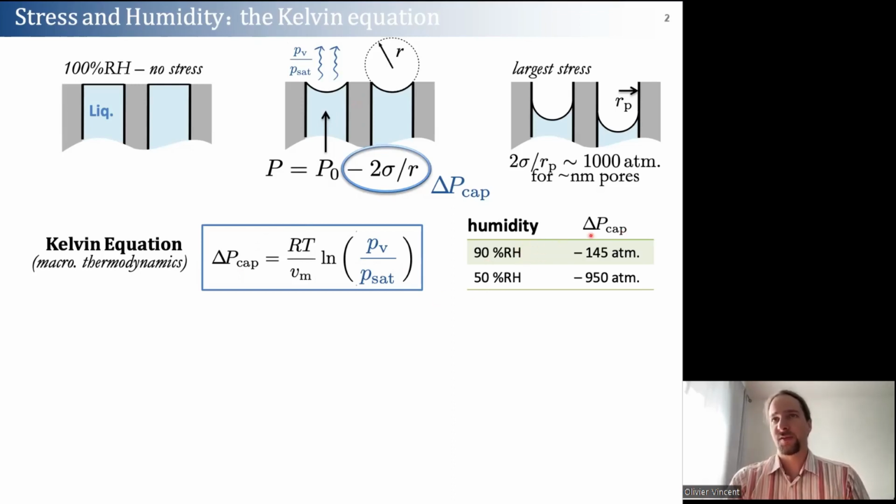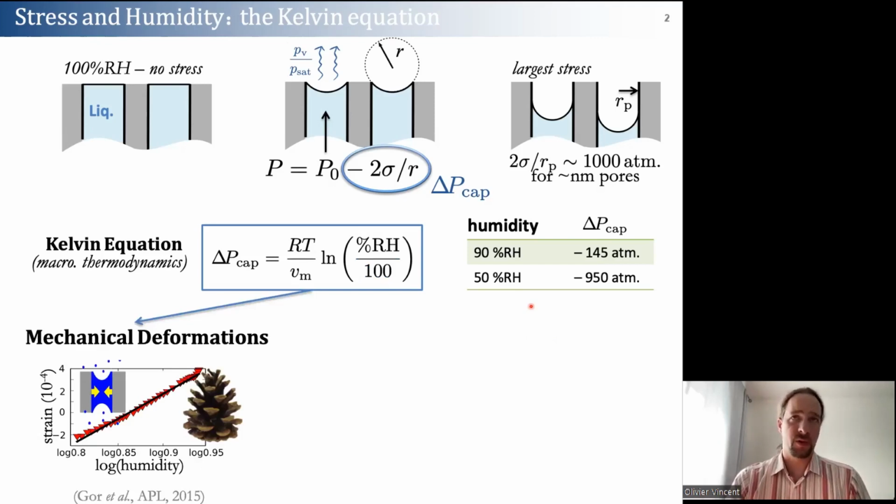Typical examples here: if you are at 100% relative humidity, like here, you have no stress in the liquid. If you go to 90%, you already have minus 145 atmospheres of stress, of negative pressure. And if you go to 50% relative humidity, then you reach 1,000 atmospheres typically. Of course, these stresses can be achieved only if the porous medium has pores small enough to sustain these stresses. And that's why they're important for nanoporous media.